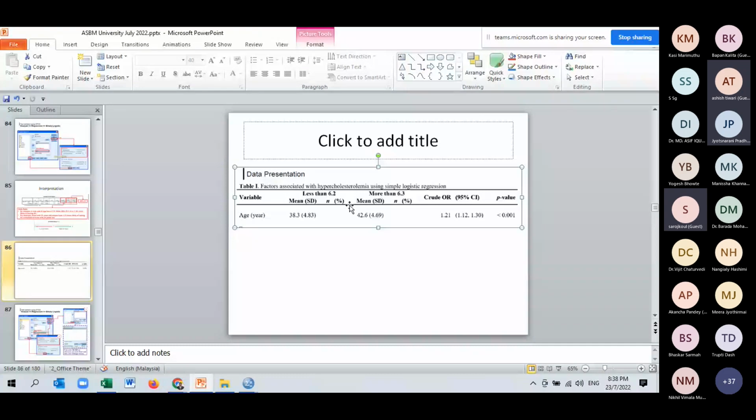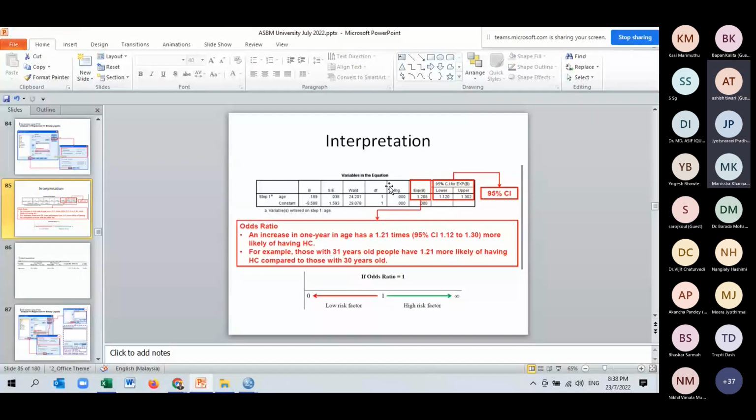You have one independent, one dependent. The dependent is dichotomous. You can summarize your results like this. I hope you have understood. Yes, sir. And the inference can be written like this.